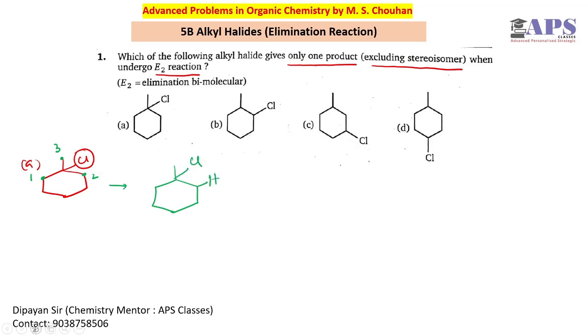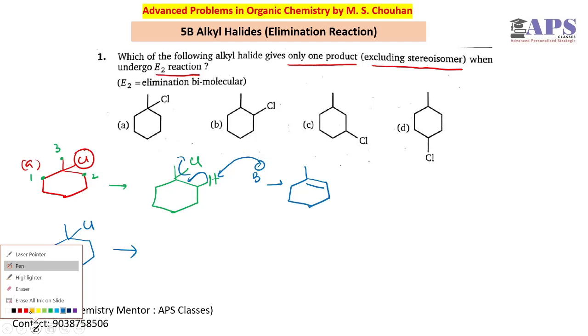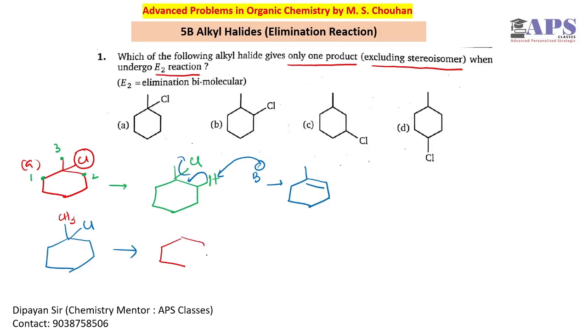Okay. So if you use any base, here we are using B minus as base, then we will end up with this kind of product for both 1 and 2. But if you remove hydrogen from the CH3 carbon, then we will end up with this kind of product. You don't have to think about major or minor here, the question asks about the number of products. So in this case we have two products. Obviously this one is major and this one is minor. But we have to find only one product here.